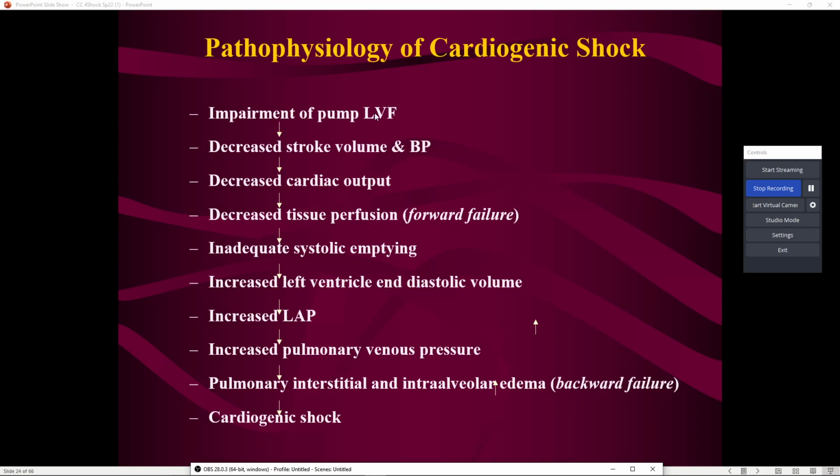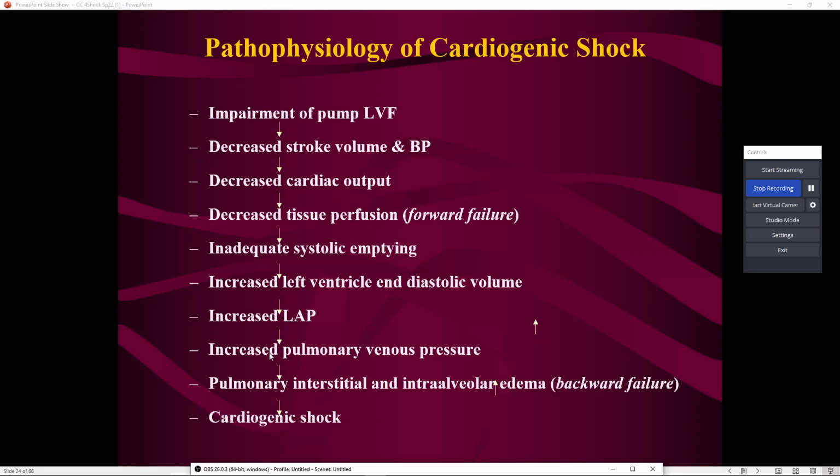Pathophys: impairment of either the left ventricular pump, so our left ventricle, or our right ventricle, decreased stroke volume, decreased BP, decreased cardiac output, decreased tissue perfusion, decreased or inadequate systolic emptying, meaning I may have 100 mLs in the left ventricle, but it's tired and worn out and can't contract the way it needs to. So I'm only getting out 40 mLs per stroke, kind of a problem. Increased left end diastolic volume, that's what I just said.